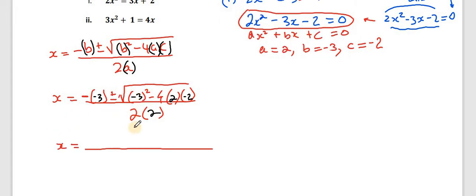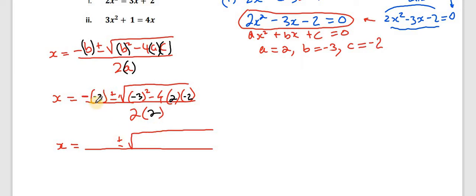Okay, are you following so far? Yes, I am. Okay, tell me what to put here now. We're just going to work this out. So the plus and minus, we're going to put that back. We're not going to use the square root sign as yet. We put it back until we're ready to use it. We're going to work out everything else.